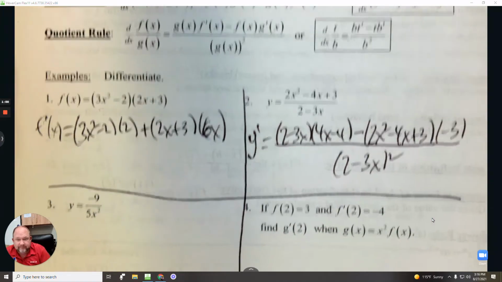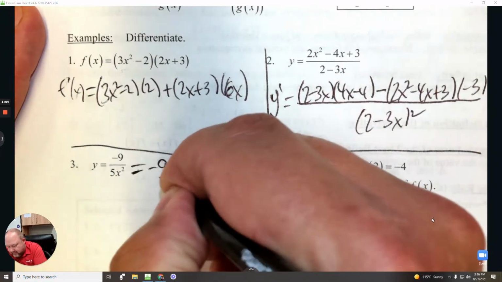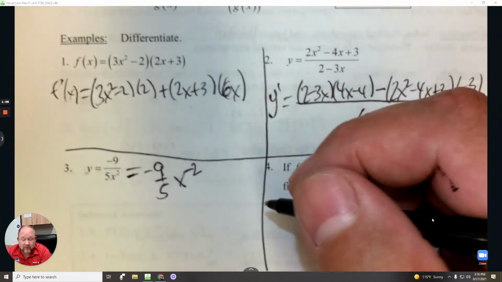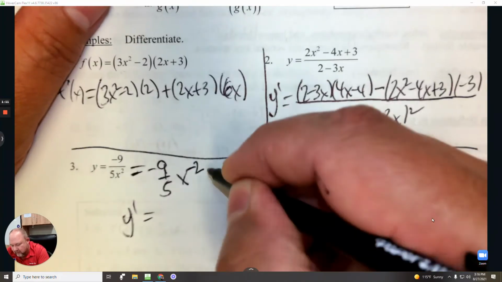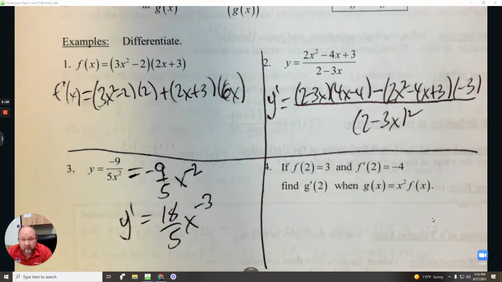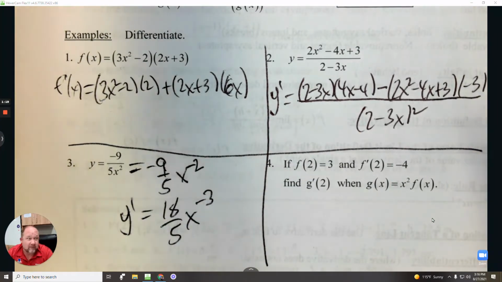Number three, neither one. We're just going to write this as negative 9 over 5, x to the exponent negative 2, and then we're just going to do the power rule. So that's always easiest. That's positive 18 over 5, and subtract 1 from the exponent. So if we have different rules we can use, use whichever one's the easiest one.